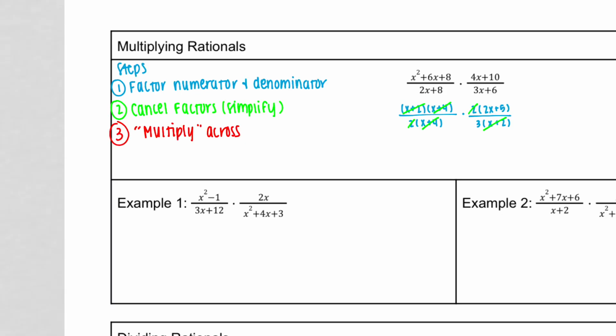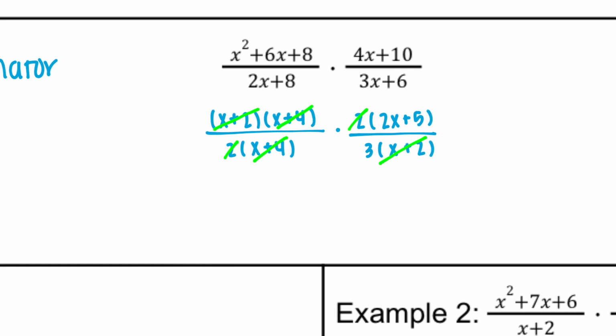And your final step that we're doing here is we're multiplying across. So with fractions, we go across when we multiply. So when I'm looking here, I have everything canceled out in the top, and when that happens, I'm left with just a 1. So on the top, I have 1 times 2x plus 5. So that just leaves me with 2x plus 5.